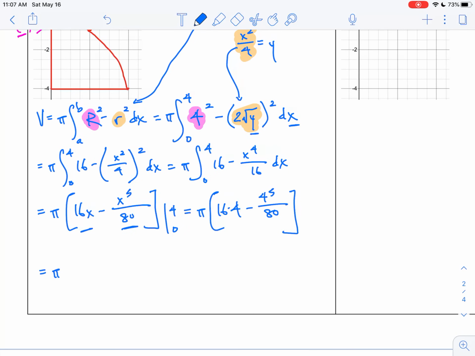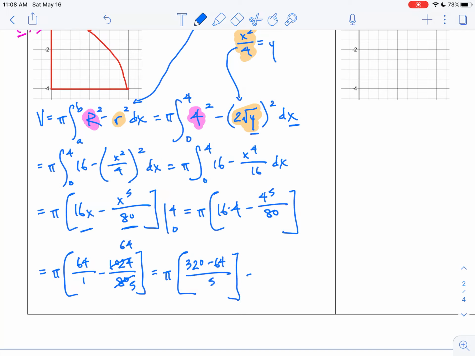All right, this gives us pi times 64 over 1 minus 1024 over 80. Now this 1024 over 80 reduces to 64 over 5. So that means I need a common denominator of 5. So when I do that, I'll get 320 minus 64 over 5, or I'll get a final answer of 256 pi over 5. All right?